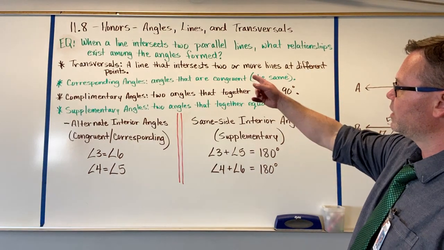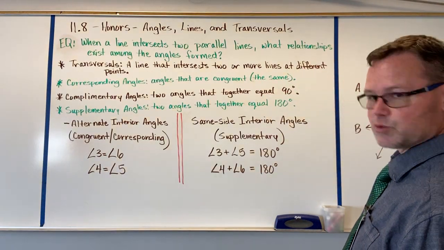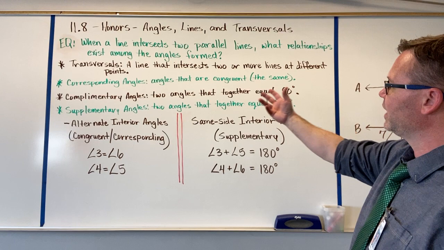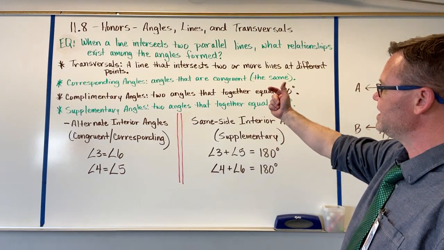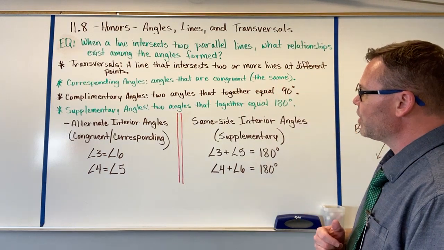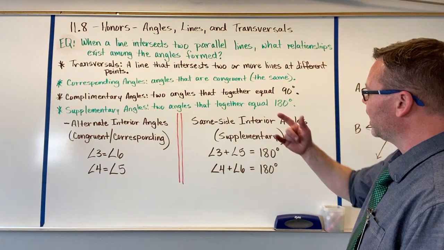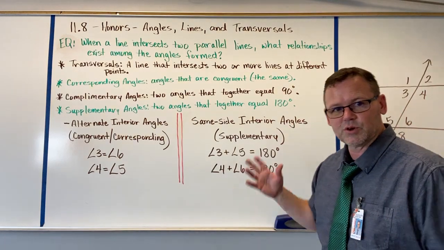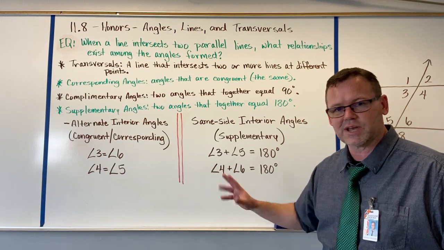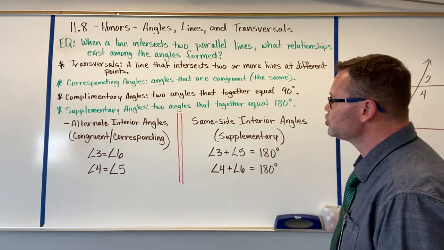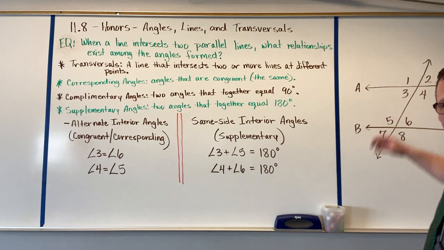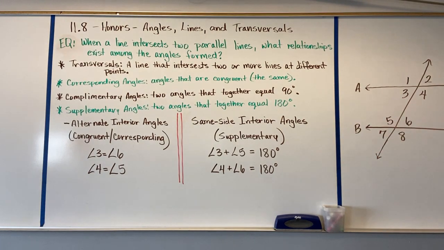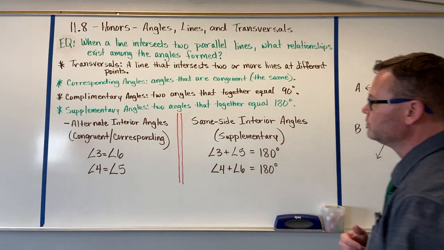So we're going to say when a line intersects two parallel lines, which I'm going to show you over here, what relationships exist among the angles formed. So we have transversals, and it's a line that intersects two or more lines at different points. You're going to have to refer back to this plenty of times to be able to do this, okay guys? Transversals are what I'm going to show you right here. You can see it on the corner. I'm going to show you over here, okay?